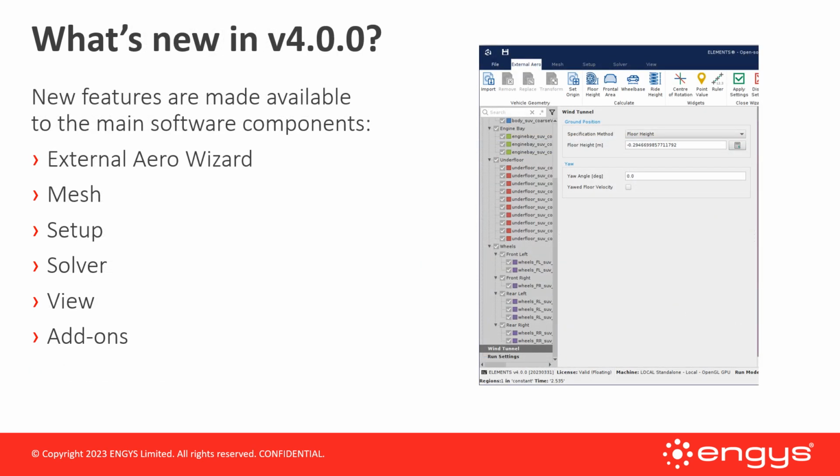So, introducing version 4, a series of enhancements were made to each aspect of Elements to deliver a more powerful and efficient user experience. The new features and improvements introduced in Elements version 4 include improvements in the External Aerodynamics Wizard, our mesh algorithm, setup interface, solver, post-processing tools, and also in Elements additional modules.